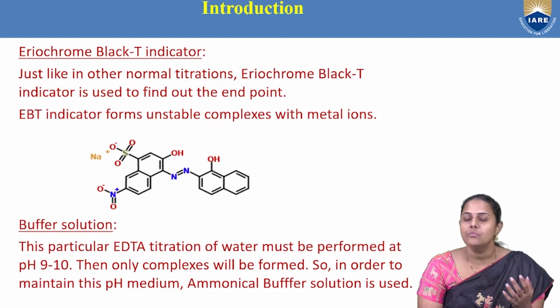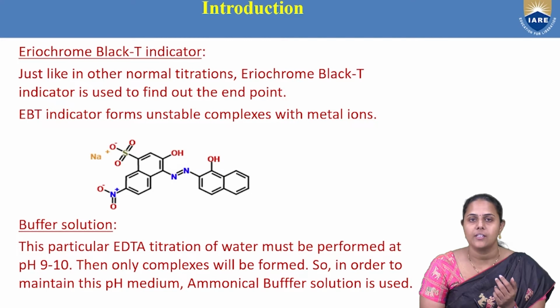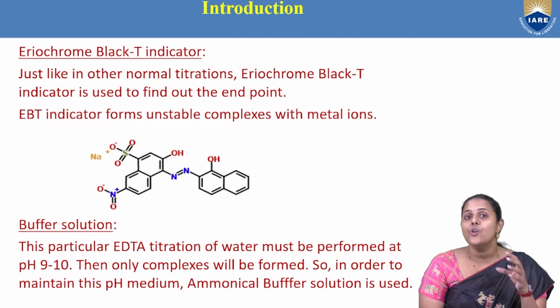What is the role of phenolphthalein and methyl orange? These are the common indicators that are used in acid-base titrations. They indicate the endpoint. Similarly, Eriochrome Black T is also an indicator used in volumetric titrations, and it helps us to indicate the endpoint of the titration.